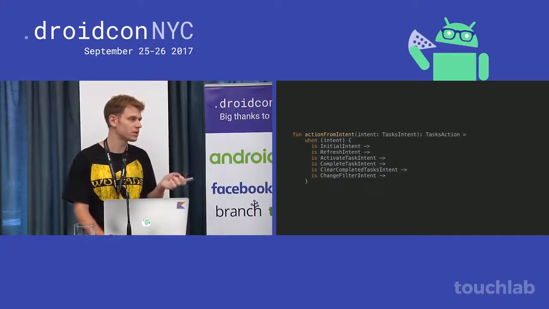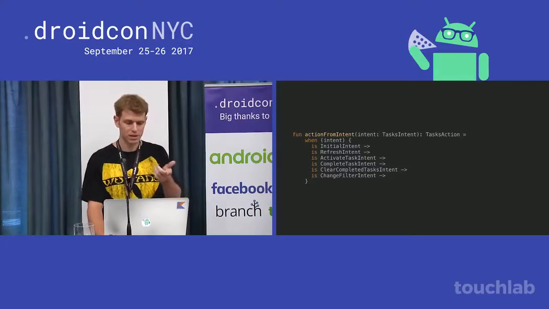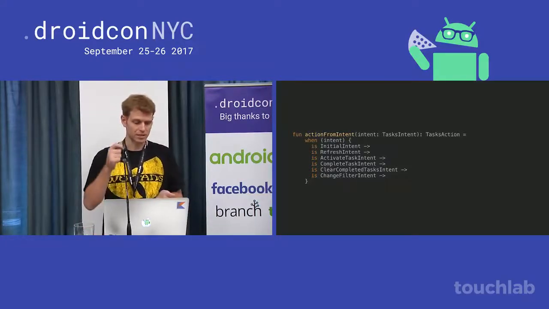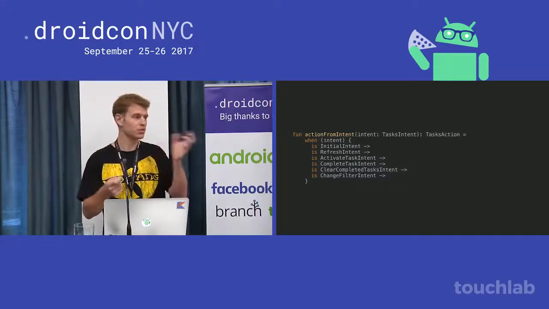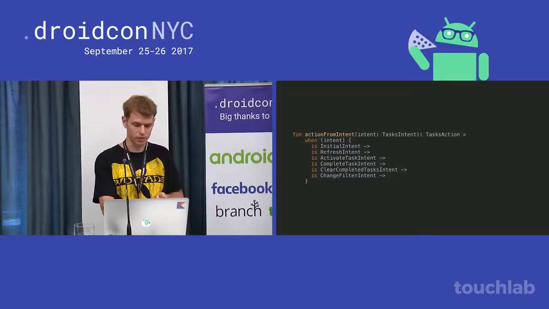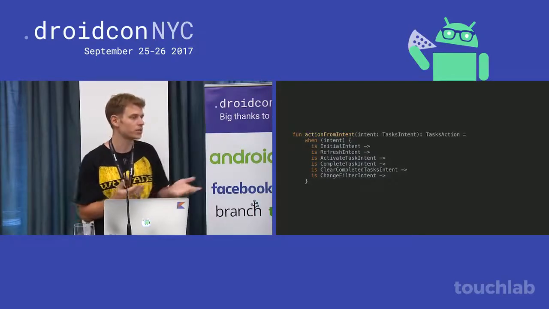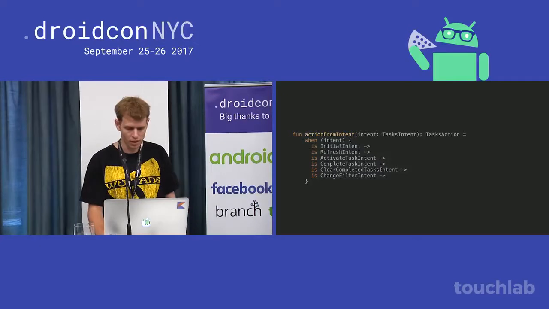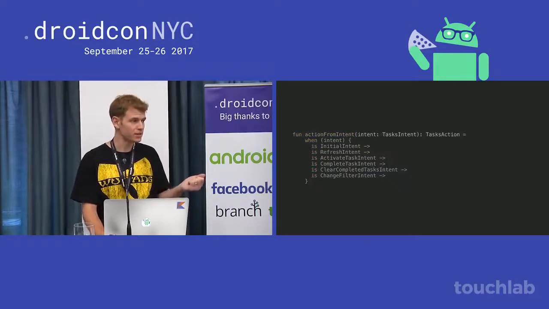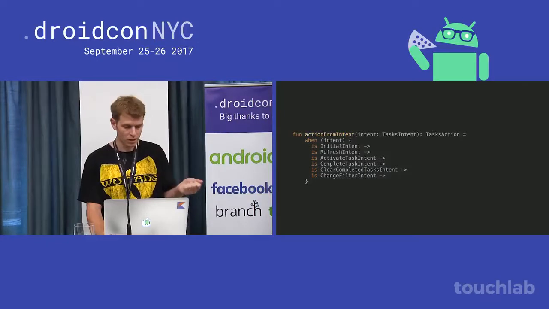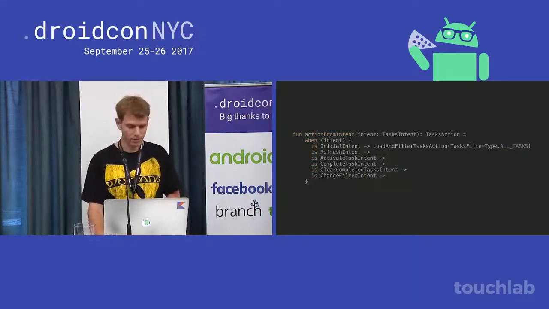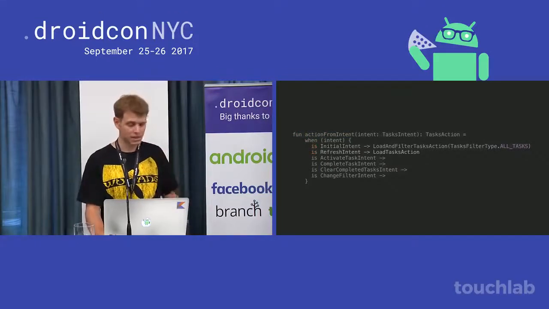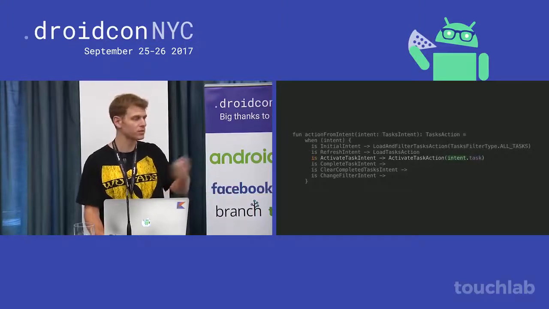And because we are using a sealed class for the intent, we can use the when statement, as I said, and you don't need else. And for instance, if you add a functionality, there is a new intent, and if you forget to code anything here, there will be a compilation error, so everything is good. Then it takes an intent and returns an action. The initial intent is basically load and filter the task, and we pass it a default filter. Refresh intent, we just load the tasks. Activate is the same, and we pass it the task from the intent to the action.